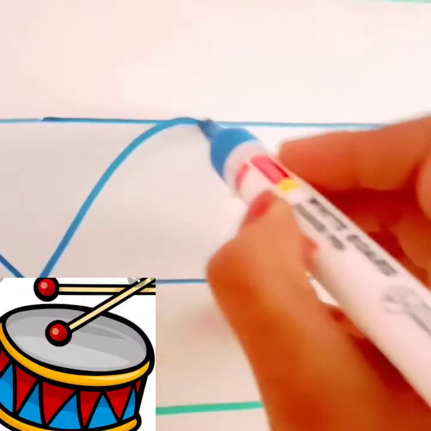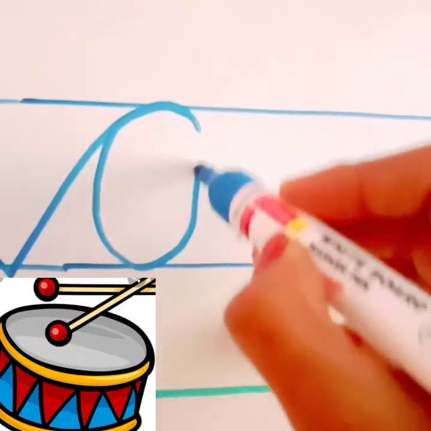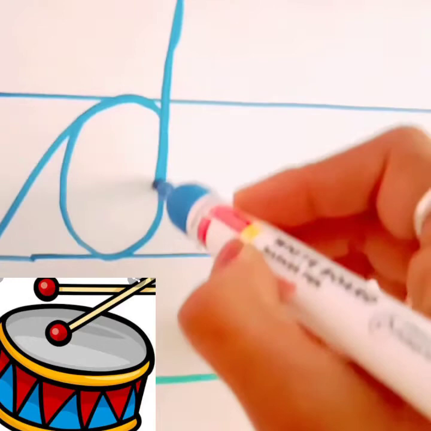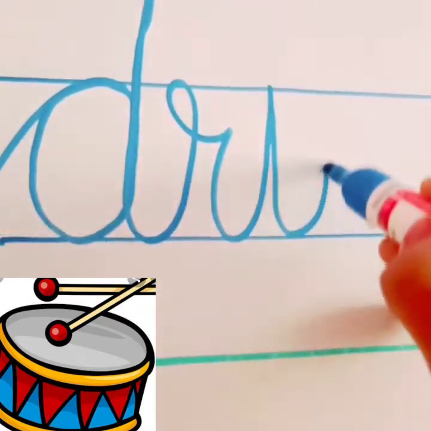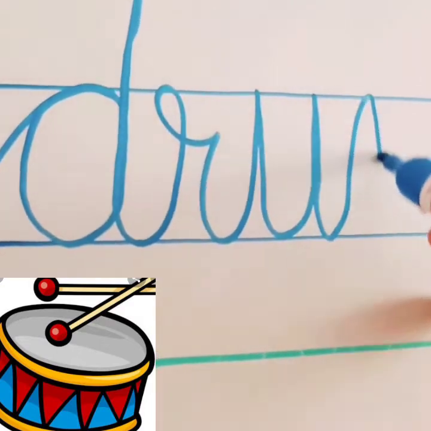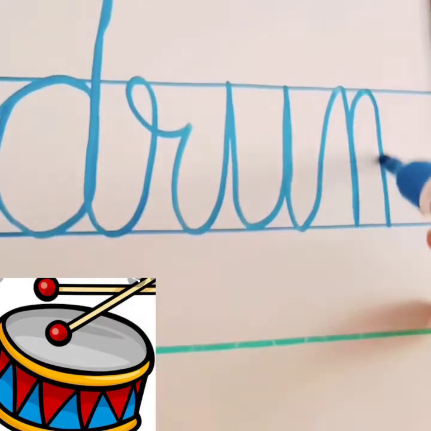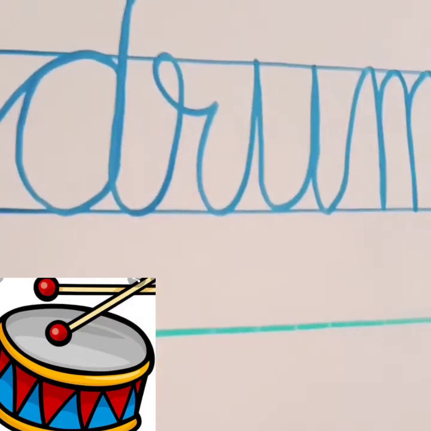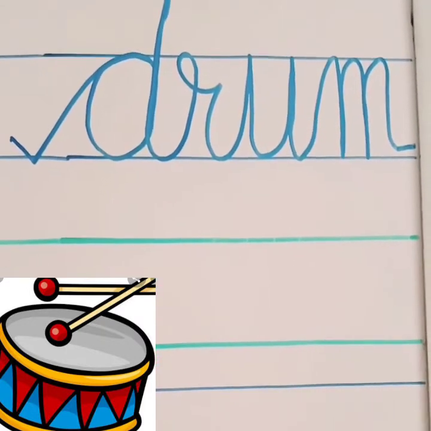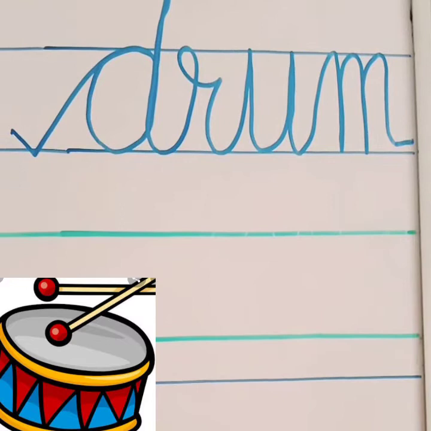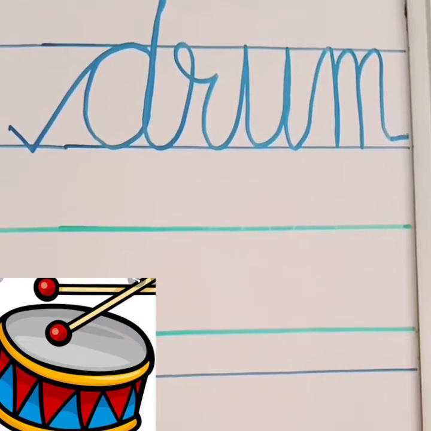D for drum. D. R. U. M. Drum. Four-letter words.